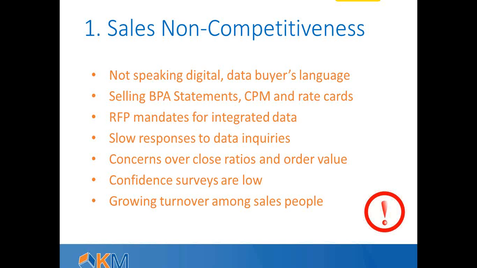And unfortunately, as point 4 shows, a lot of our responses are slow. So we look like we're not organized. We look like we don't have the information. 5th is of course, order value and close ratios are becoming concerns. If you don't have this information, you're not winning as many deals, and your order value is declining, that's an issue that we're having from a competitiveness.